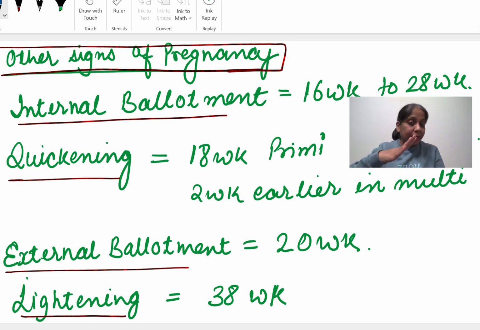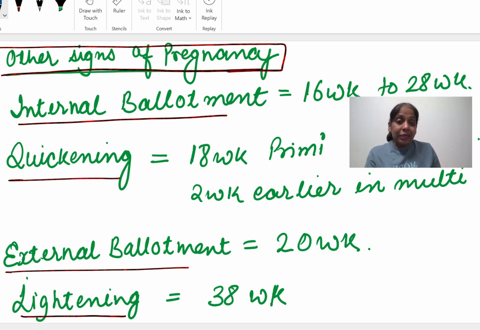The fetal movements. It is not that the fetus starts moving at 18 weeks. Quickening means the mother feels the movement. The mother has to feel it on the skin of the abdomen, so she will feel it only when it is something forceful. So you see that on the soft cervix we feel it at 16 weeks, so of course a mother will feel it 2 weeks later, that is 18 weeks in the primi, and it is 2 weeks earlier in multi.